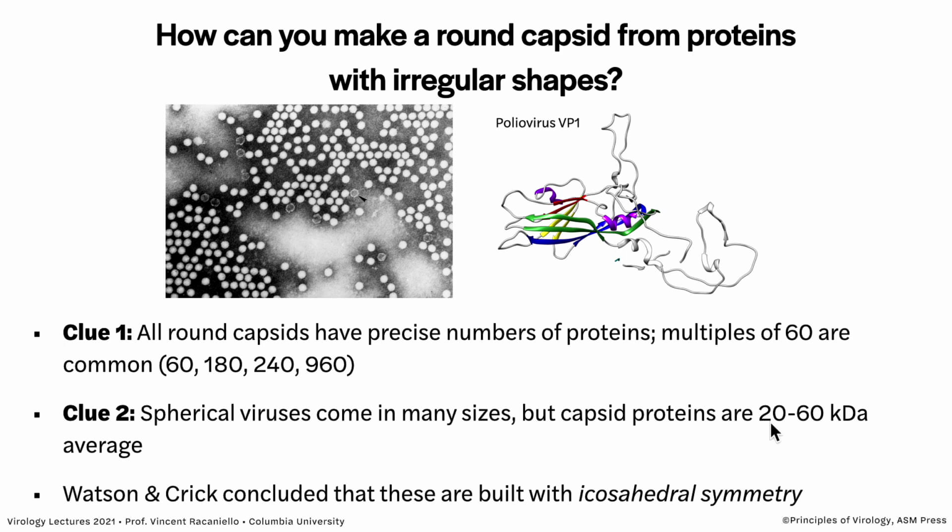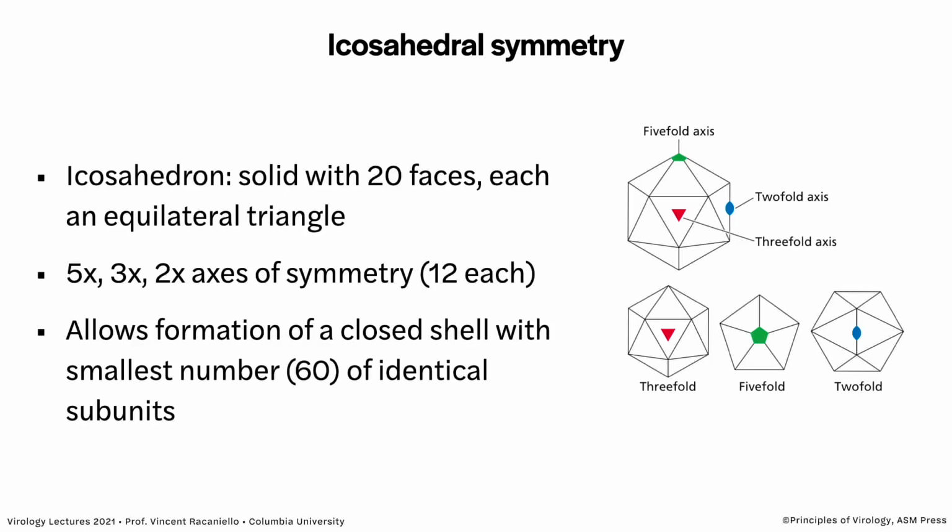And so Watson and Crick thought about this a lot, and they decided these spherical viruses are built with icosahedral symmetry. Icosahedron, of course, is one of the platonic solids. There are a couple of others, right? But this one is the only one whose symmetry is used to build virus particles. Now, an icosahedron is a solid with 20 faces. Here's a face outlined by this equilateral triangle. It's got 20 of those, and that repeating that face gives you what we call axes of symmetry.